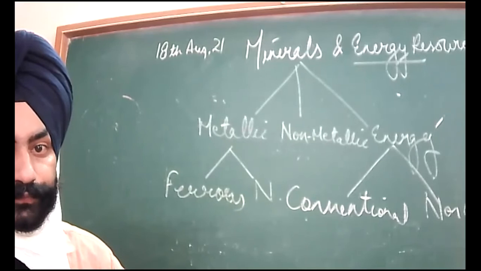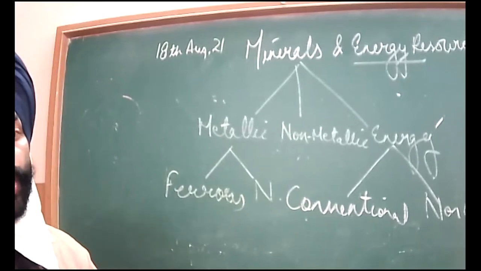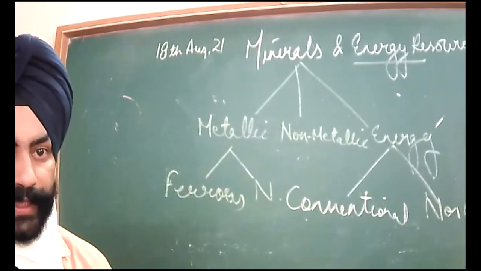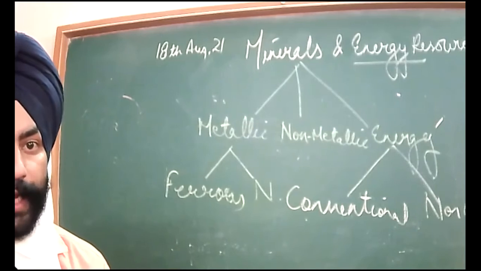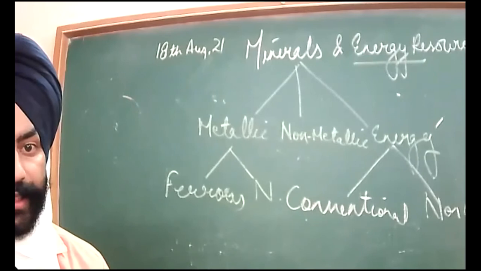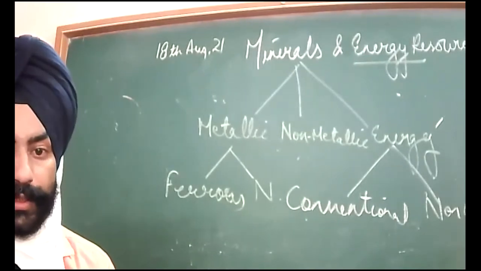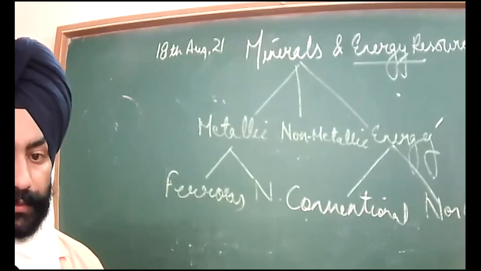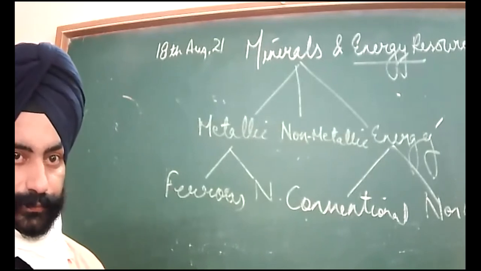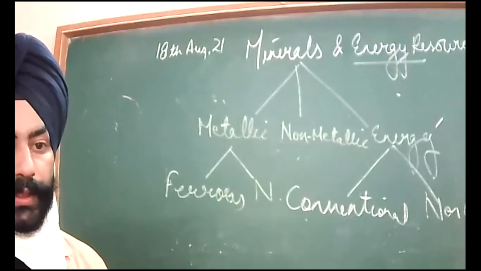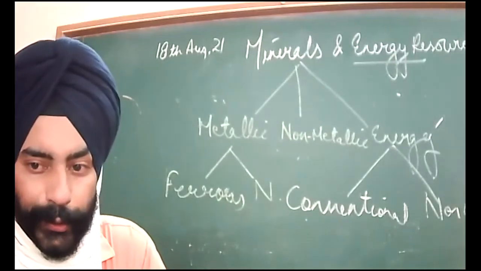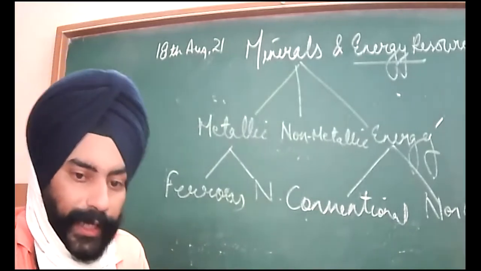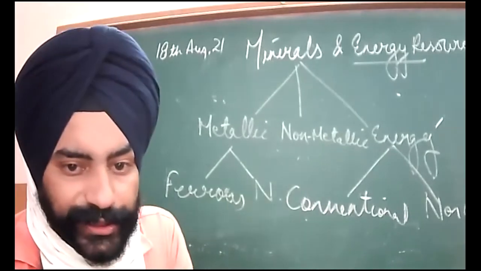Whereas non-conventional sources of energy are those energy sources which are used by humans in recent times. Such energy resources used by humans in recent times are known as non-conventional sources of energy. For example, solar energy, nuclear energy, wind energy, tidal energy, geothermal energy, etc.